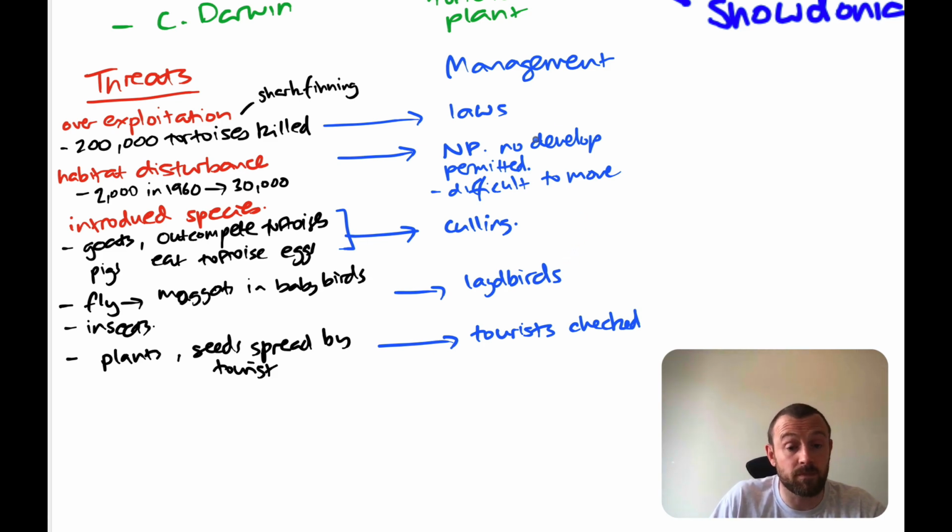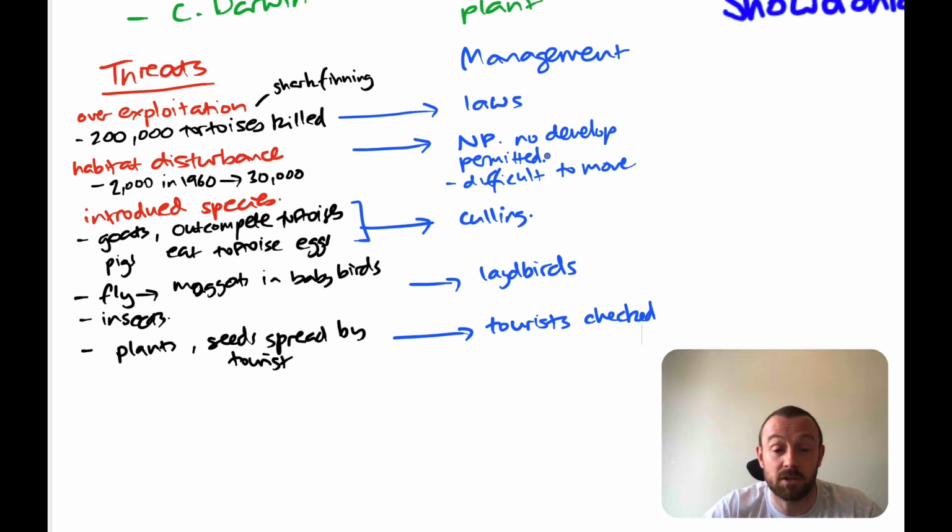So those are some of the things that are done. There's laws, there's national park throughout most of the island. Development is very strictly controlled, difficult to move there. There's culling of introduced species. There's targeted elimination of species. Tourists are checked to try and reduce any new introduced species.